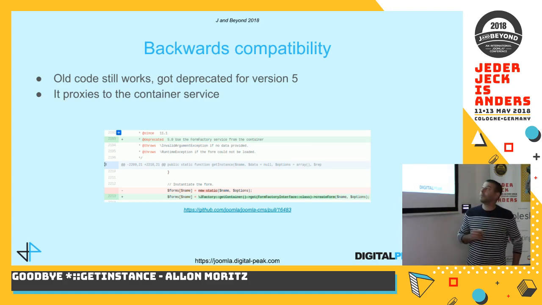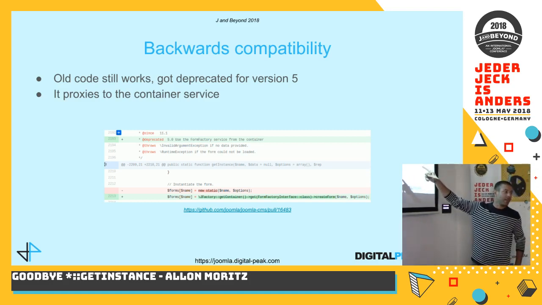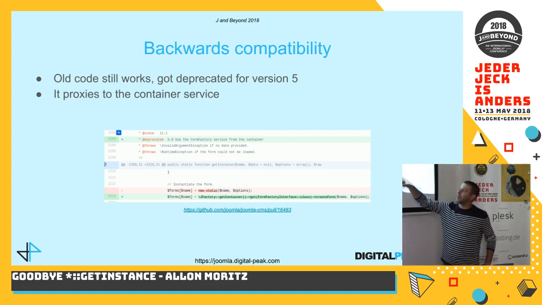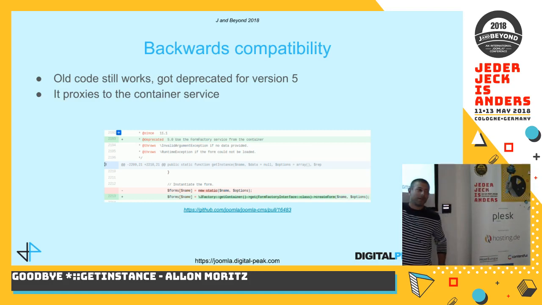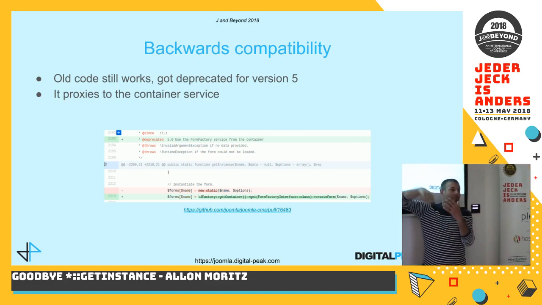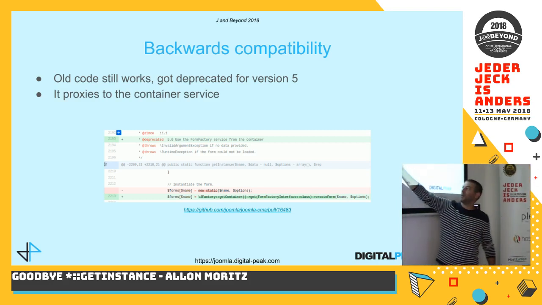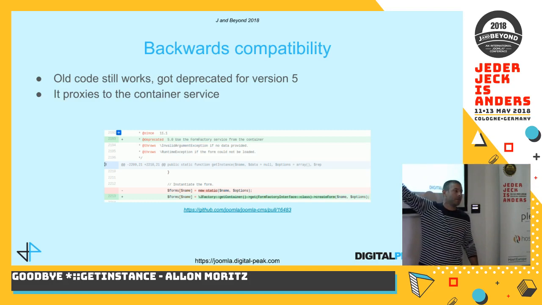I have just 5 minutes left. I want to show you an example of how we did that in a backwards compatible way. That's the example from the JForm getInstance function. Before, when a new form was created, we made it new. It's new static because it's the class itself, but basically you would write a new JForm.